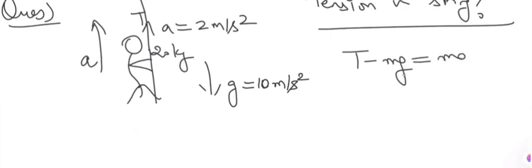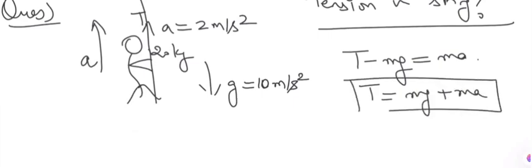Which is equal to your ma. So here my T is nothing but mg plus ma. This defines a very simple thing: whenever I am going up with my weight, an additional mass also gets added to me, an additional force also gets added to me. Hence I feel very much weighted when I go up.